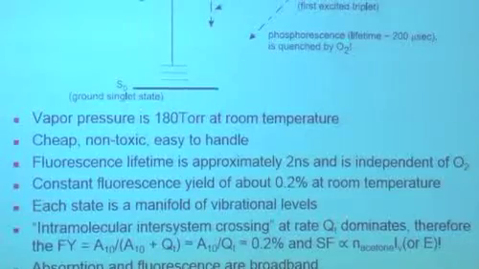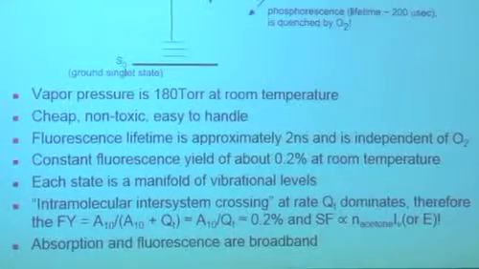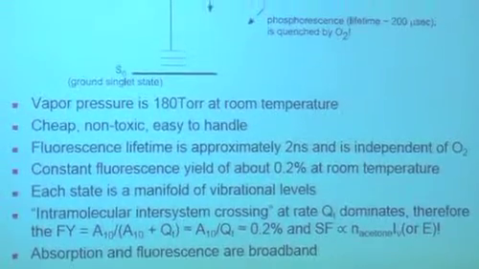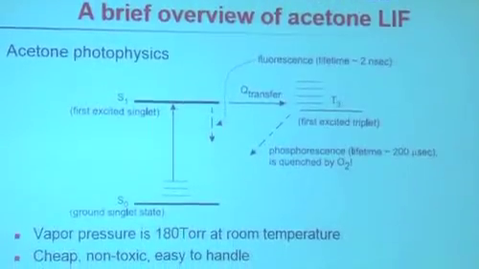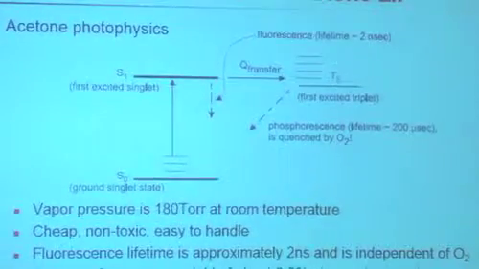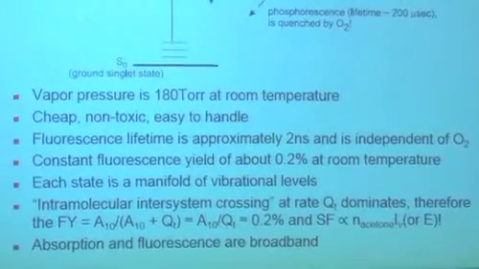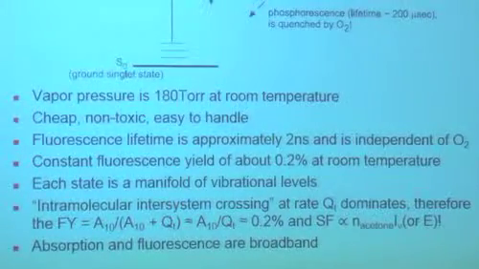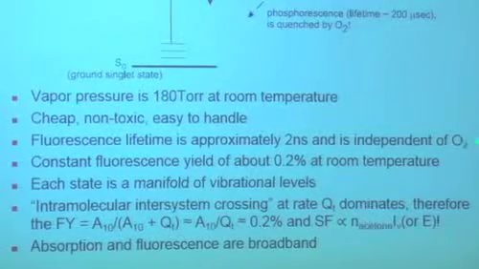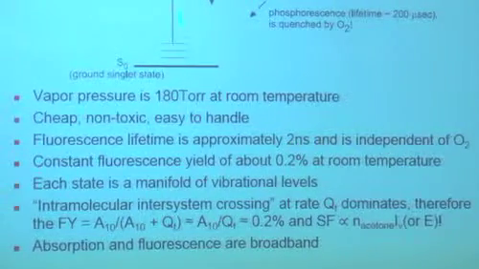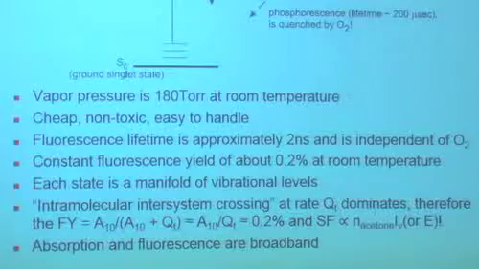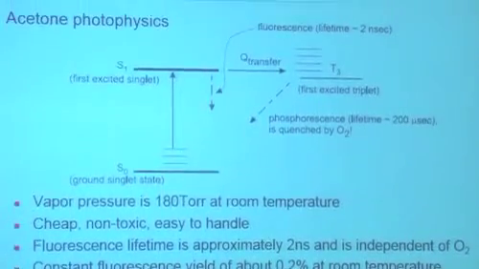Now, the utility of acetone is that it's safe. It has a high vapor pressure, so it's easy to produce enough vapor. So it's cheap, non-toxic, easy to handle. The fluorescence lifetime is about 2 nanoseconds. And it doesn't really care too much if there's some oxygen around. So if you excite it and watch it decay, it goes away in 2 nanoseconds.